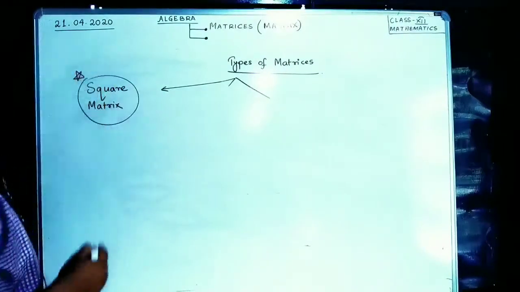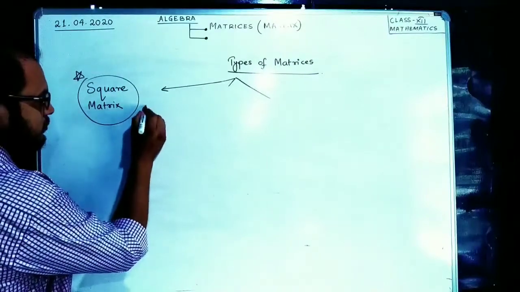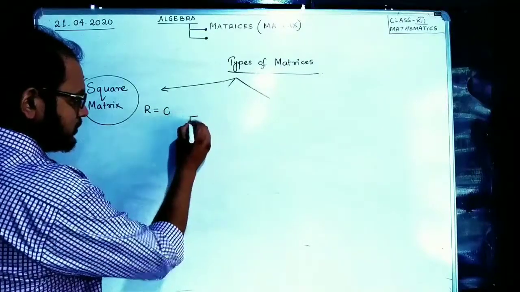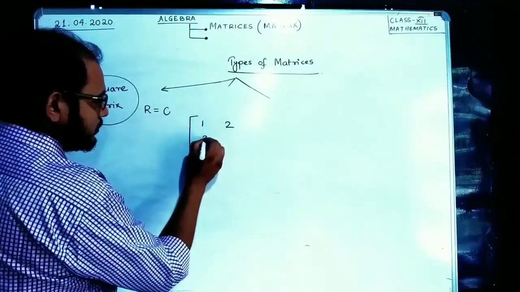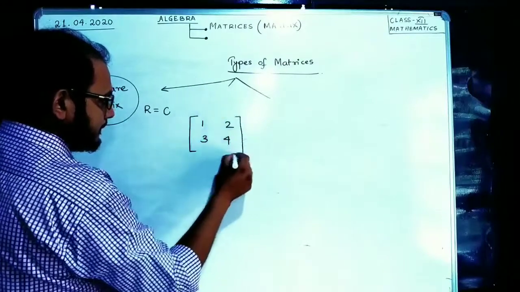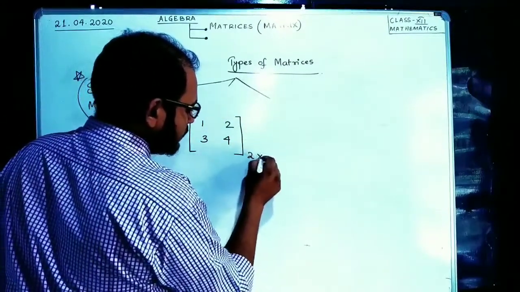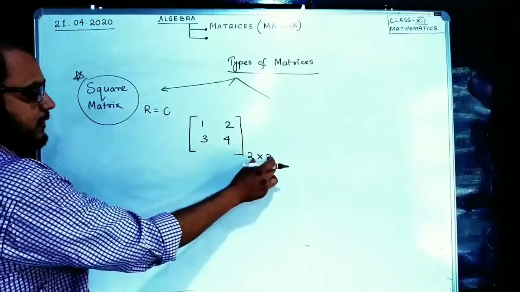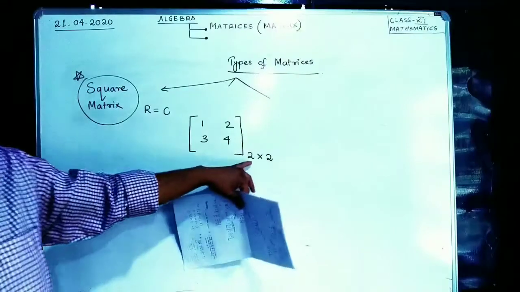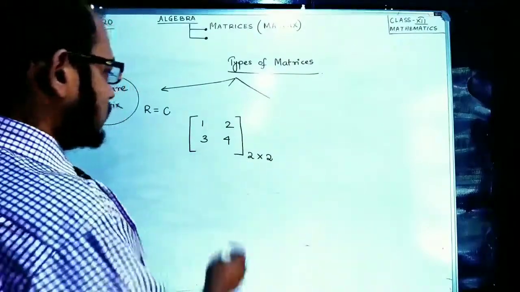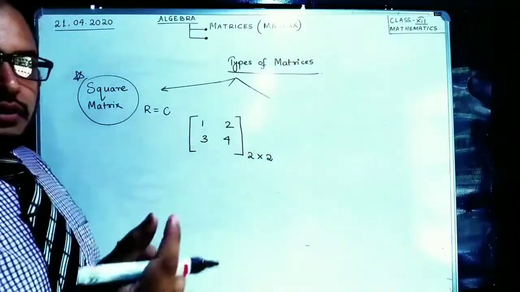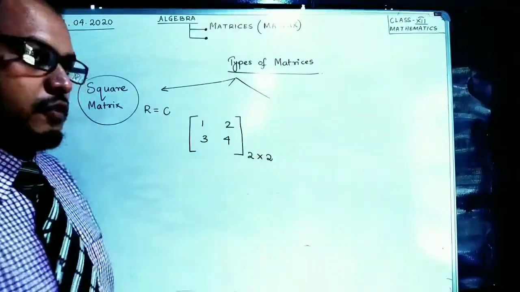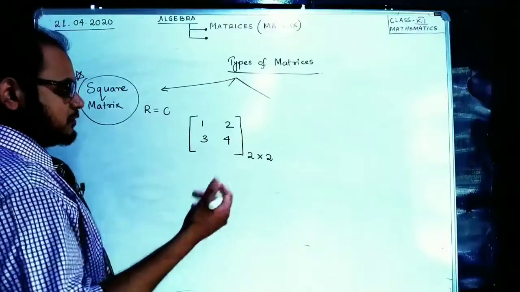Important. A square matrix is a matrix whose number of rows is equal to the number of columns. So this is a square matrix, 1 2 3 4. It is obviously a 2 by 2 matrix. See, the number of rows here is 2, the number of columns is 2, so 2 by 2. So this is a square matrix of order 2 by 2 or simply 2, because the number of rows is the same as the number of columns. So we say this is a square matrix of order 2 or 2 by 2, whatever you choose.